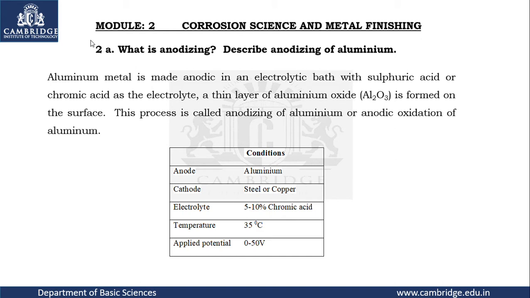Today's topic for the discussion is corrosion control. Here we are going to discuss at least 4 questions. Out of the 4, 2 can be expected in the examination. So let's see the questions. The first question goes like this. What is anodizing? Describe anodizing of aluminum.